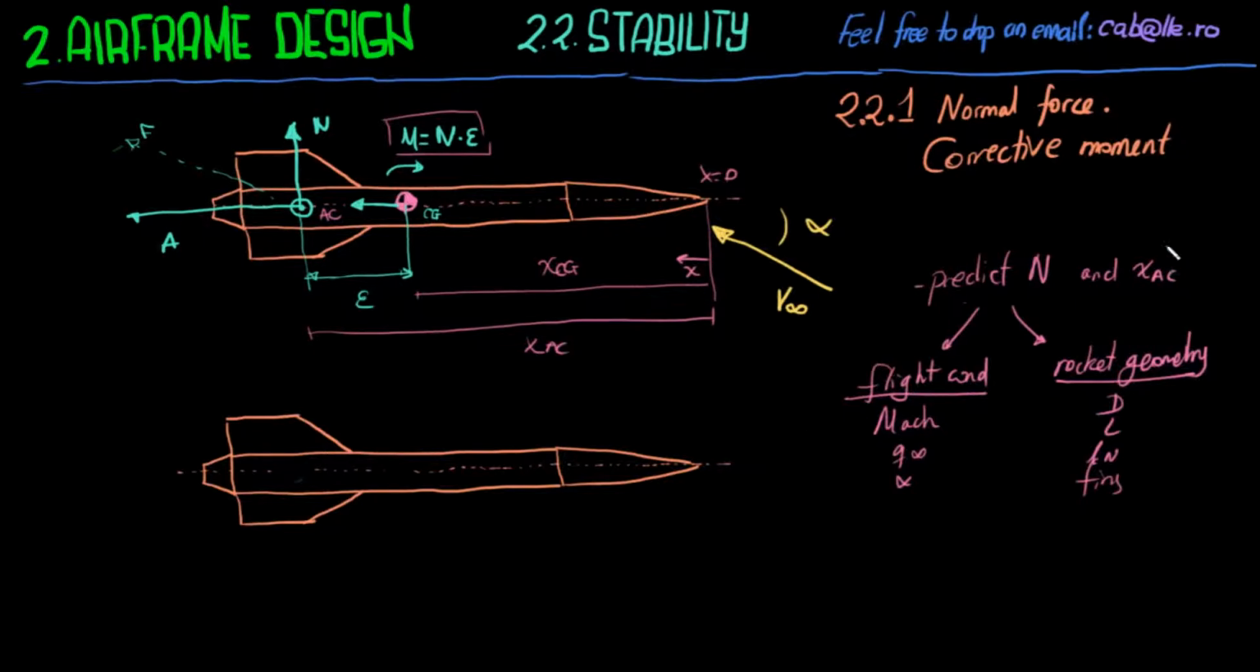So what we do to predict these two is to split the rocket and study the effects of our rocket parts, and then add them up to get the overall rocket. What I mean by this is, we say that the rocket is basically a nose cone and a body. So rocket is nose cone plus body.